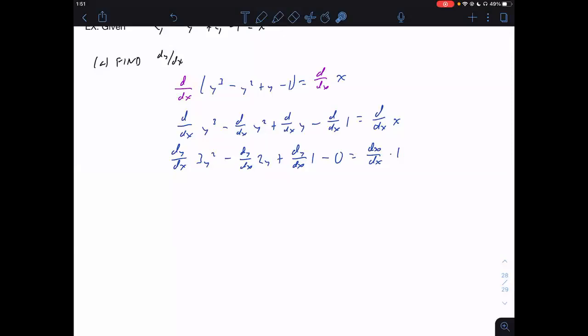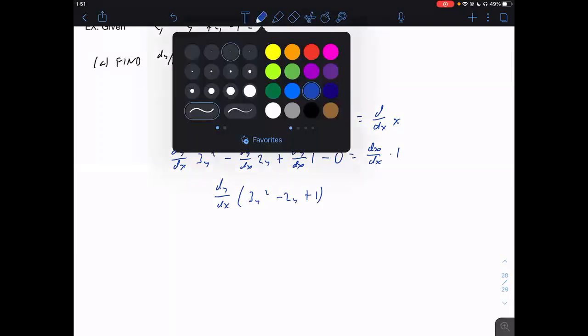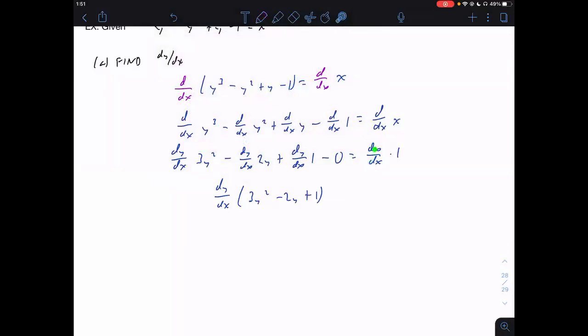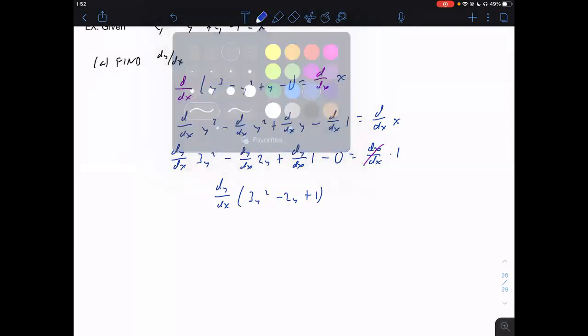So what should we do here? Well, what do we do when we have a common factor between multiple terms? Pull out that common factor. So let's take out the differential from each of these three terms to give us dy over dx, and in parentheses, 3y squared minus 2y plus 1. All right, we don't have to worry about the 0 because 0 is just 0. Equal to, what happens on the right side? Well, since we have dx over dx, that differential cancels out, leaving us with 1.